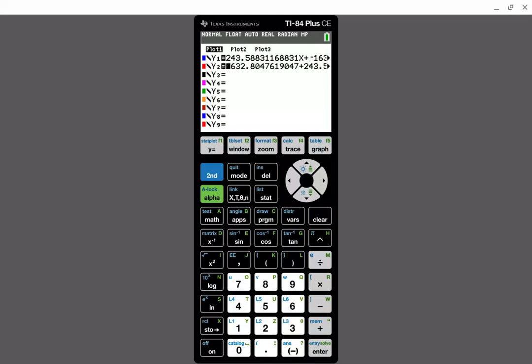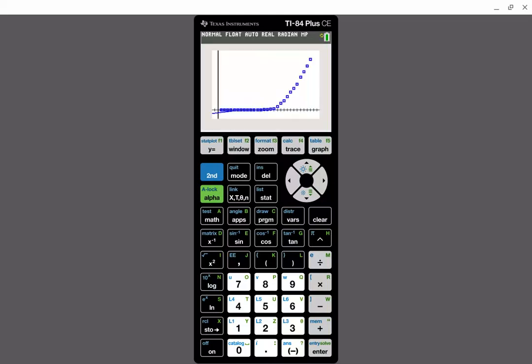Delete, clear. Where's clear? There it is. Clear Y2. Let's do a zoom 9. It's still there. What's going on? Delete. Let's clear Y1 also. We didn't do Y1 yet.